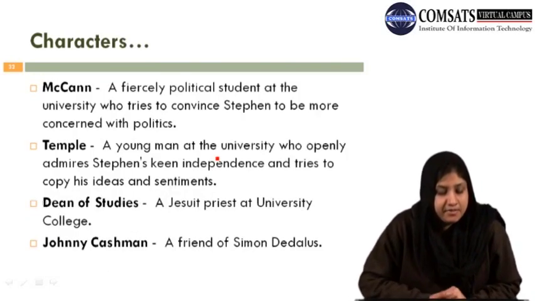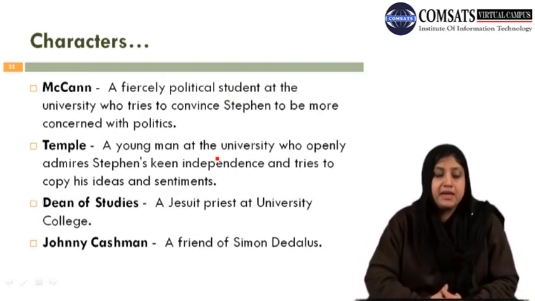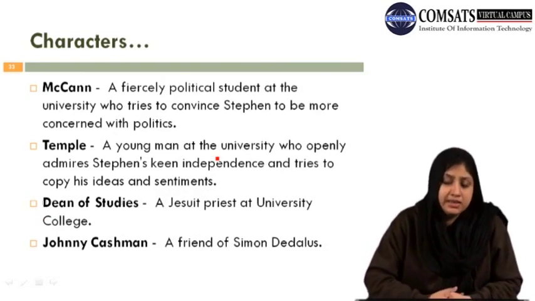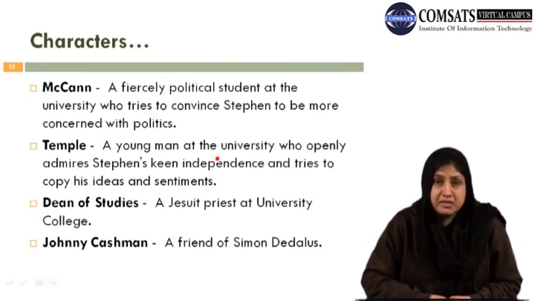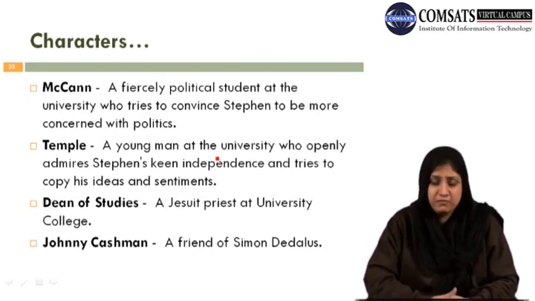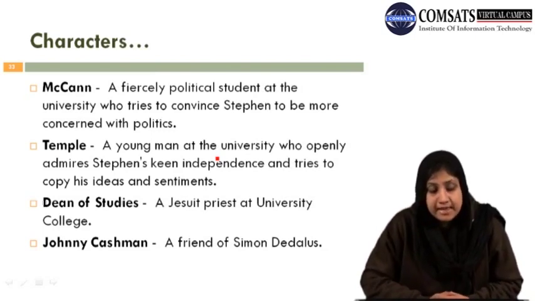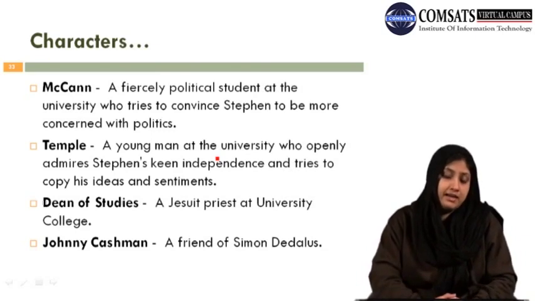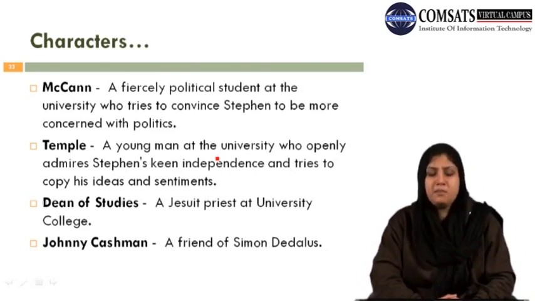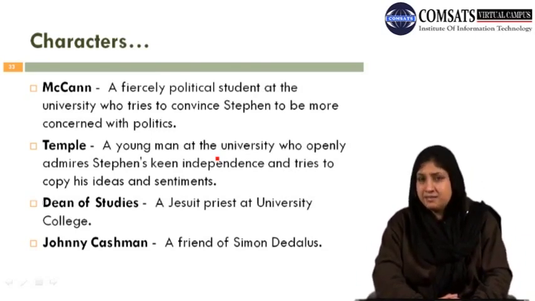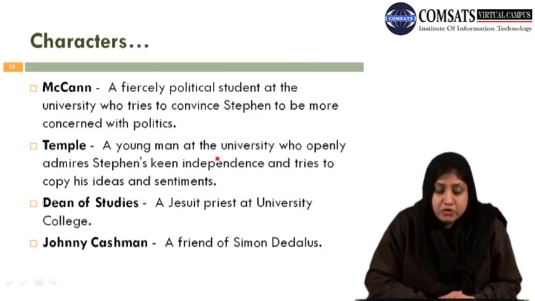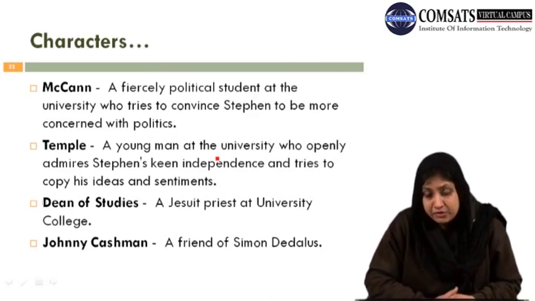And some very few and precise characters. McCann is a fiercely political student at the university who tries to convince Stephen to be more concerned with politics. Temple is a young man at the university who openly admires Stephen's keen independence and tries to copy his ideas and sentiments.